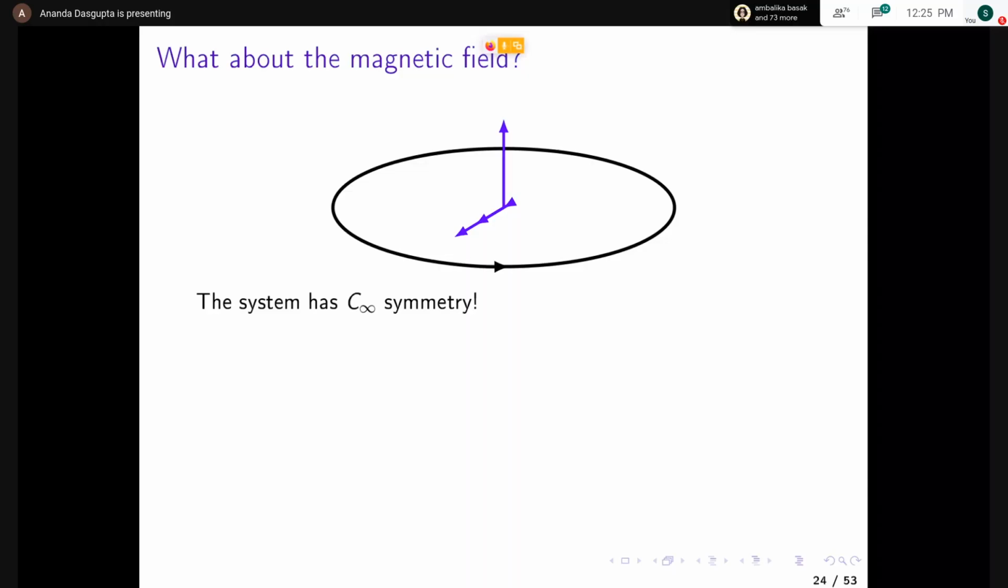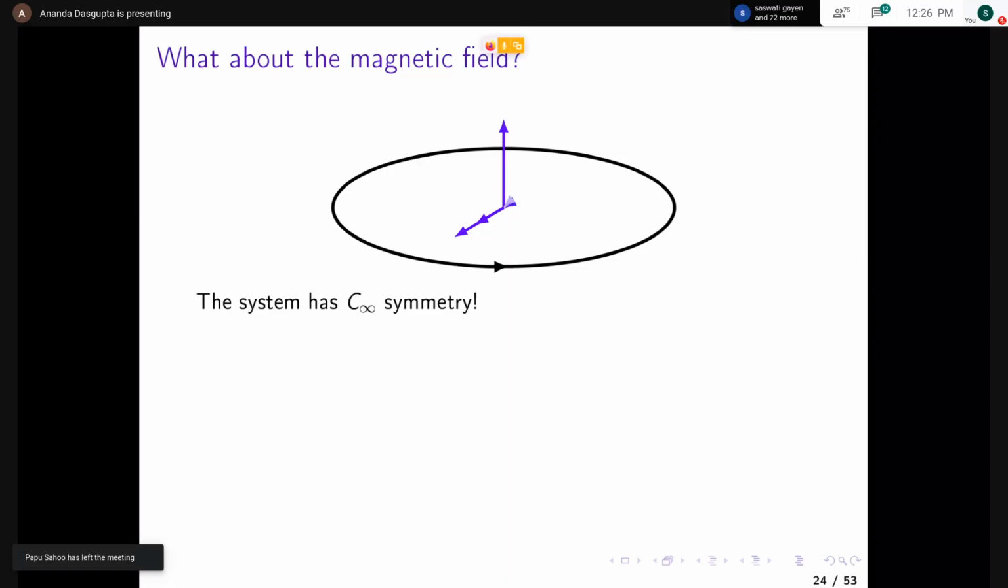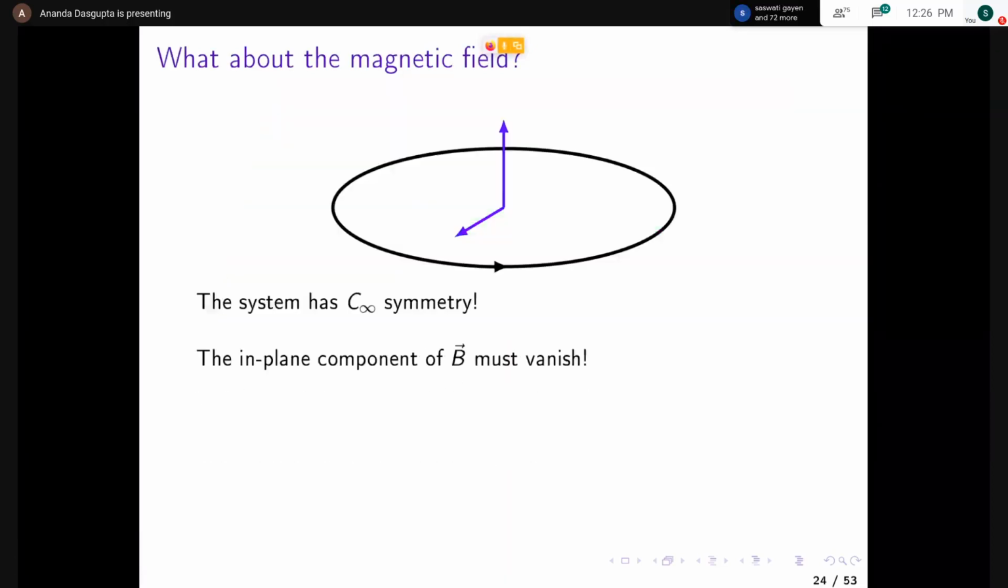So the system here actually doesn't have C17 symmetry, it has C infinity symmetry. You can rotate it not only by 2 pi by 17 and its multiples, you can rotate it through any angle about the axis, and the ring will stay exactly the same. The point where you're trying to measure the field stays exactly the same, which essentially means that for all these rotations, nothing changes. So the in-plane component of B, the magnetic field, must be 0. Same argument as for the electric field.